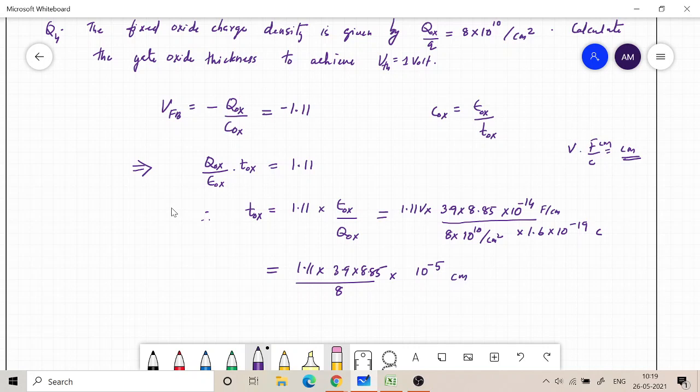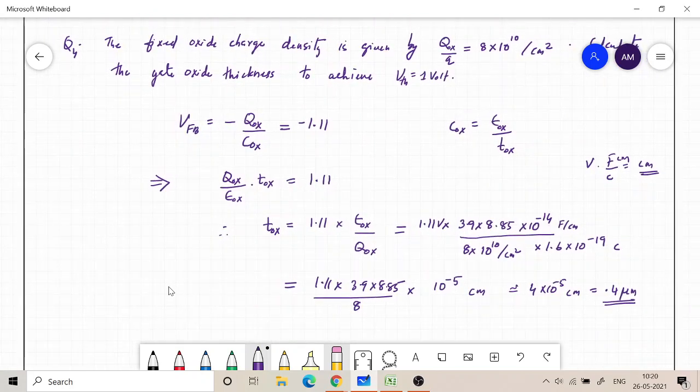So this 8 we can cancel, maybe something like approximately 4 into 10 raised to minus 5 centimeter, which is how much? 10 raised to minus 4 centimeter is 1 micrometer, so it is 0.4 micrometer. So that should be the thickness that we need to fabricate in order to have this condition satisfied.